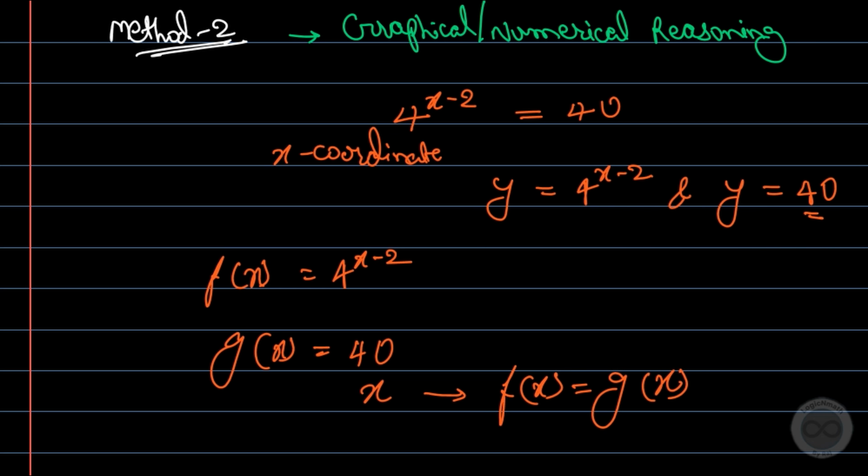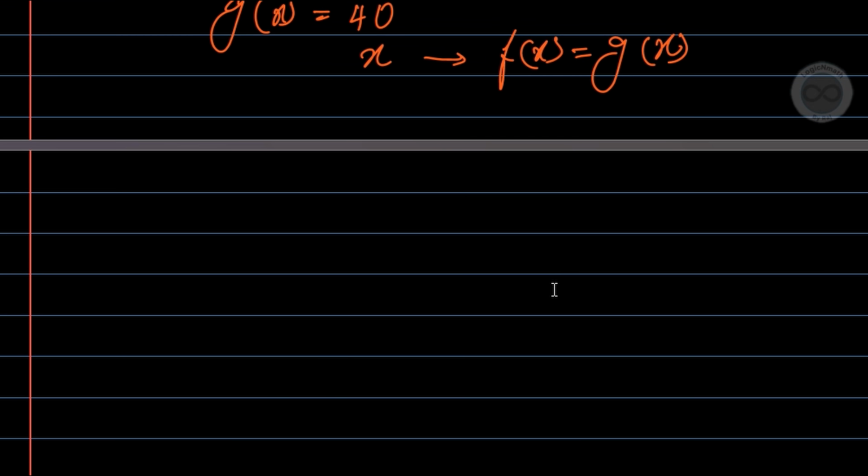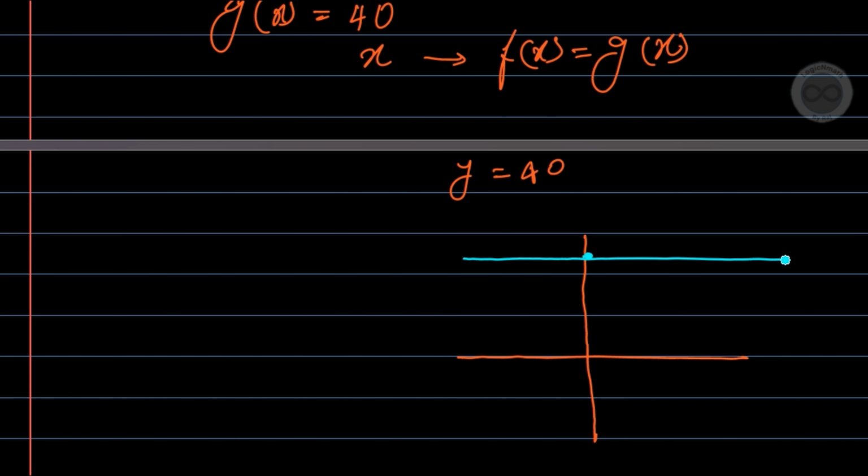Now we know that our graph of y is equal to 40 will be a horizontal line, as we have just said. So let this be the point of 40. So our y is equal to 40 graph will be like this.